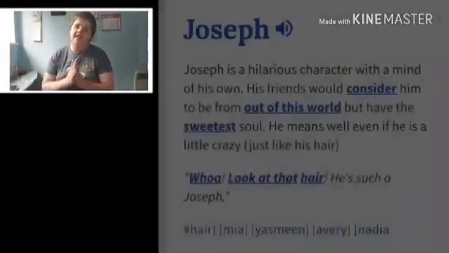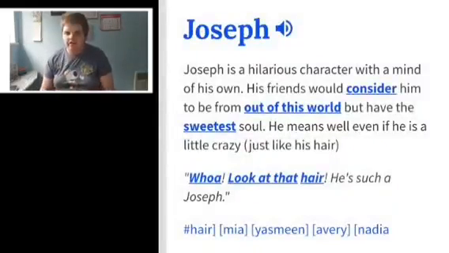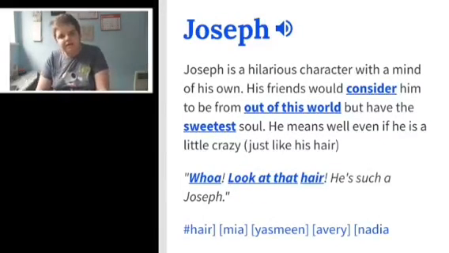And here we go, guys, it's another Joseph definition. Joseph is a hilarious character with a mind of his own. His friends will consider him to be from out of this world, but he has the sweetest soul. He means well, even if he's a little crazy, just like his head. Now, on to the next definition.